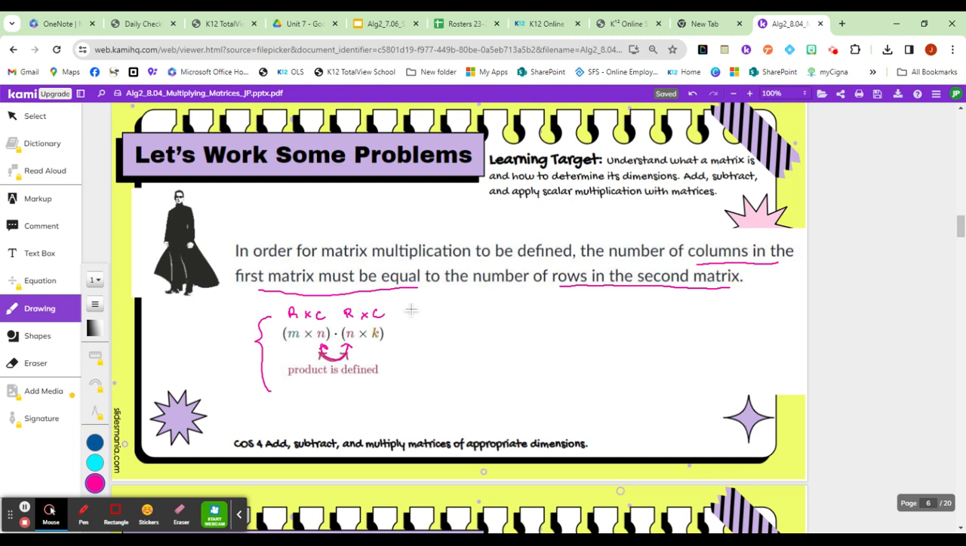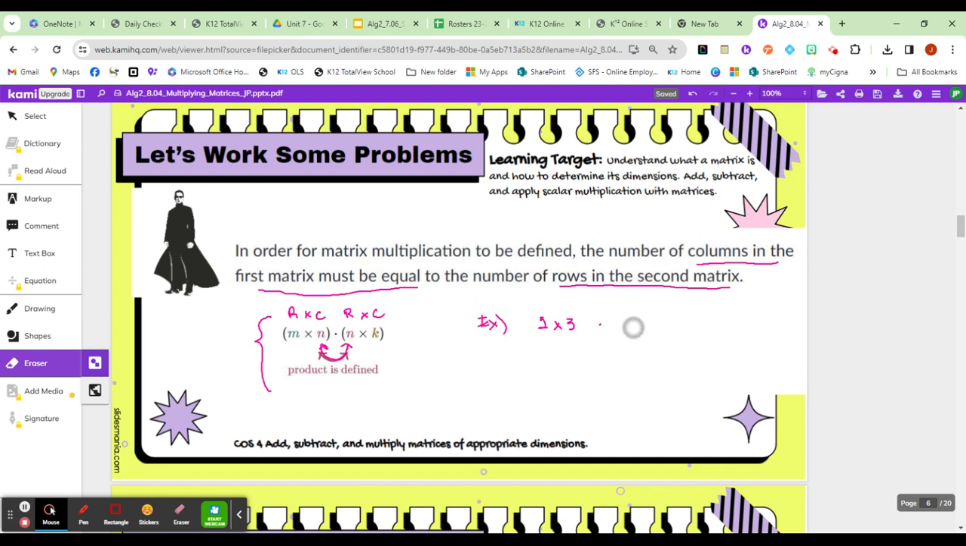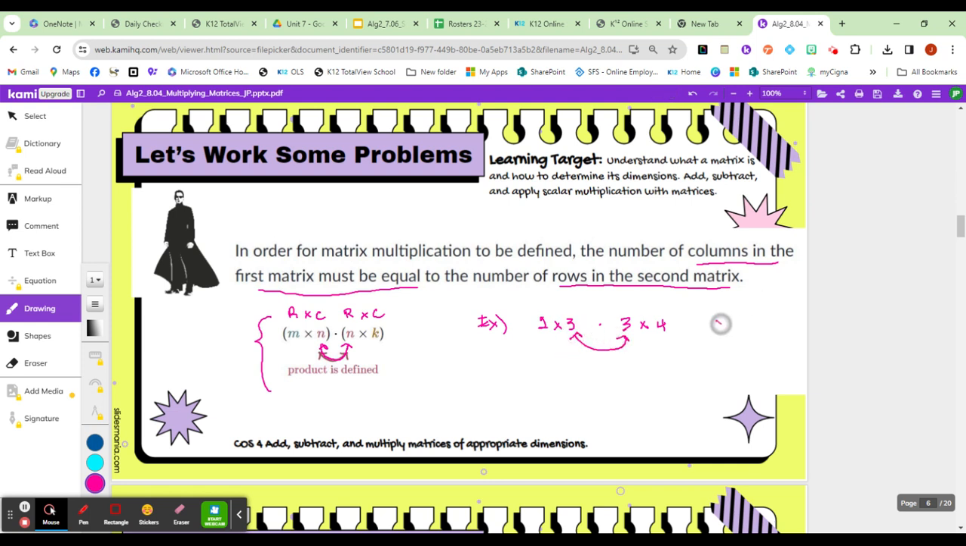So in order for you to be able to multiply. For example, if I had a 2 by 3 and I was trying to multiply that with a 3 by 4, again, these two numbers have to be the same. So this would be a yes. We would be able to multiply those together.